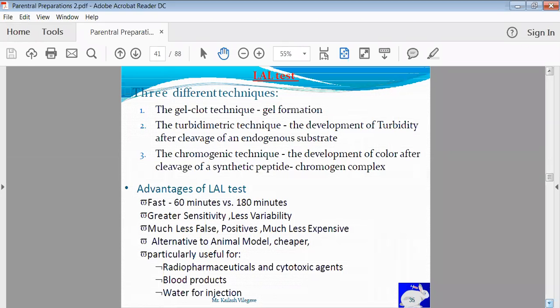Now, in short, we will see the advantages of this LAL test. When we are using this LAL test for checking endotoxin, it is very fast compared to the rabbit test, because it will show the results within 60 minutes, and the results will be very accurate. It also has good sensitivity compared to your rabbit test, and there is no pain generated for the rabbits. We are not using any kind of animals here, so very easily we can check the presence of the endotoxins.